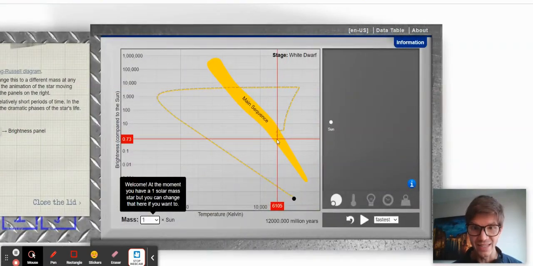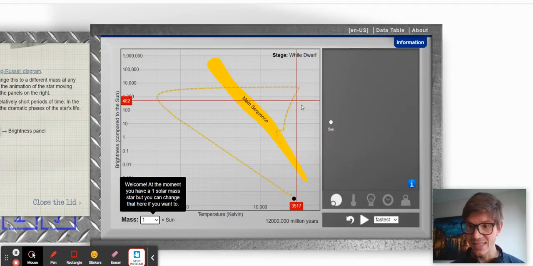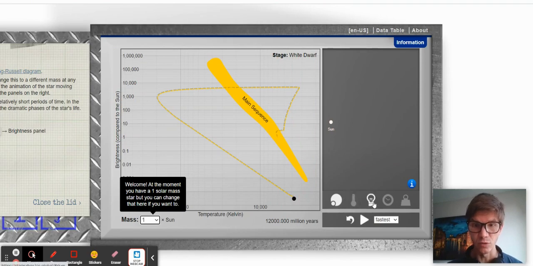So this will give you an idea of the different sizes that it grows to, the different masses, the different luminosities.